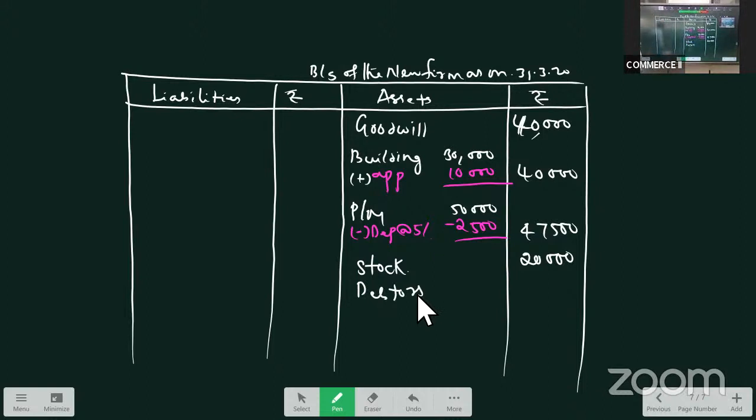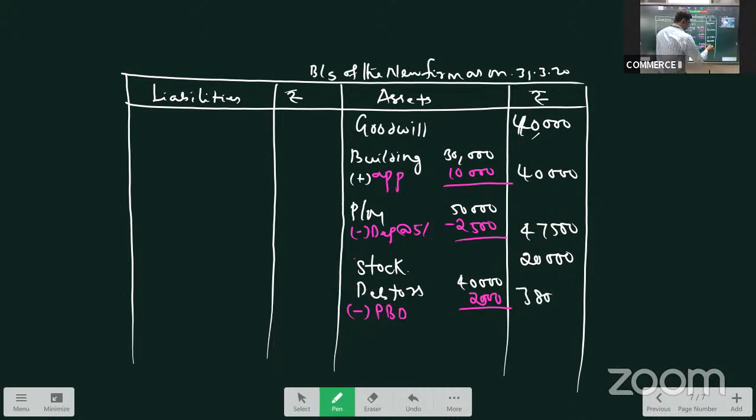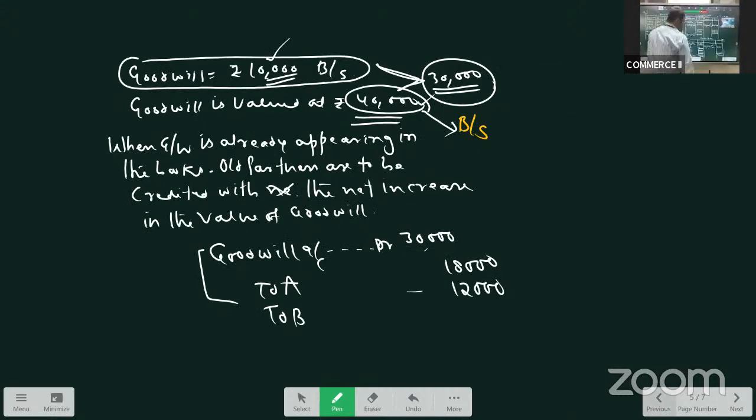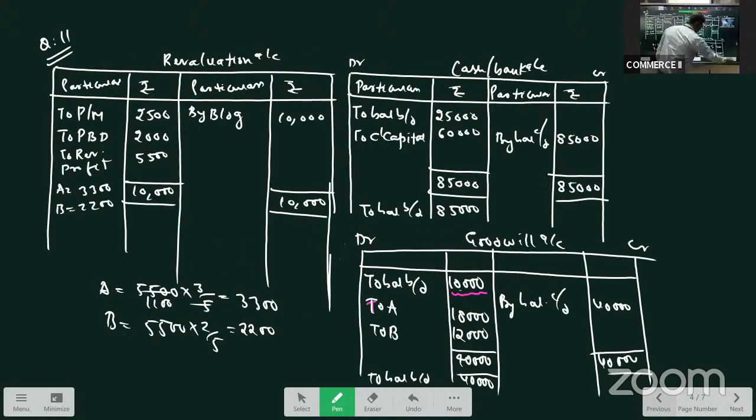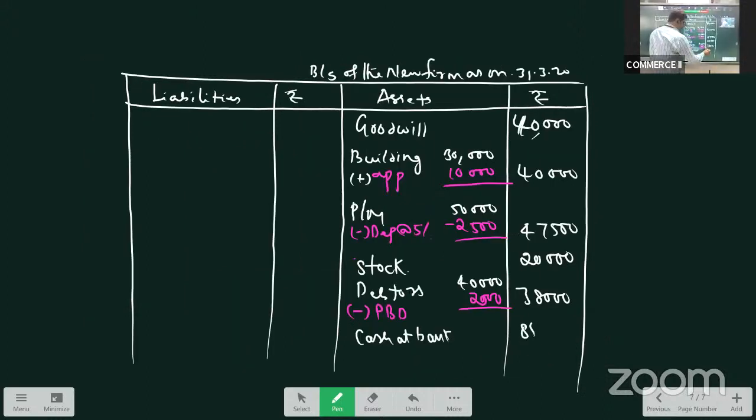Debtors. Debtors are given as 40,000, and we have created a provision of 5%. 40,000 minus provision for bad debts, 2,000. So the net figure is 38,000. And cash at bank. We had prepared the cash account, no? Let us take the figure from there. How much cash balance did we get? 85,000. So cash at bank now is 85,000.